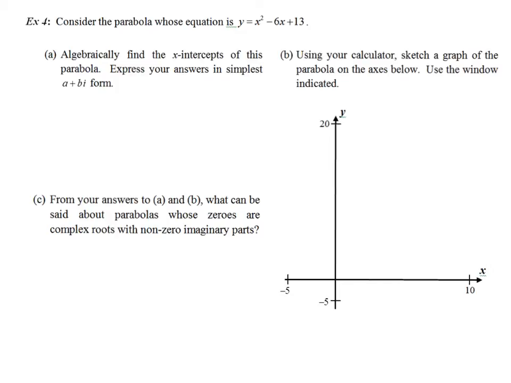In exercise number 4, we're looking at the parabola whose equation is y equals x squared minus 6x plus 13. It says, first of all, algebraically find the x-intercepts. Remember that x-intercepts just means that my y-coordinate has to equal 0. So that tells me that I'm going to replace the y with a 0. So 0 is equal to x squared minus 6x plus 13.